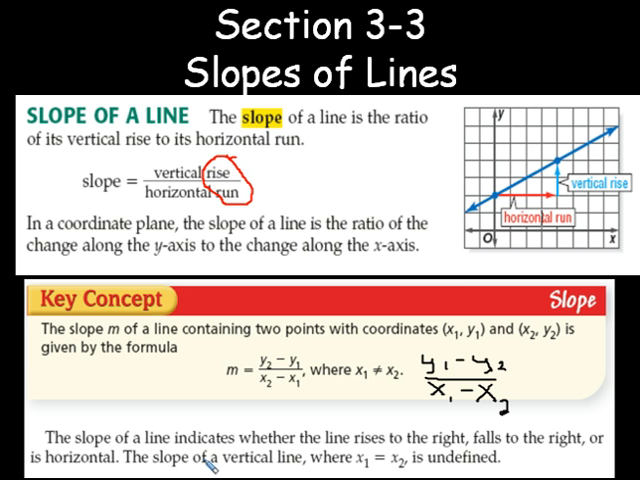Important to notice down here, the slope of a line indicates whether the line rises or falls to the right or is horizontal. The slope is undefined if the line is vertical. Okay, so vertical lines have undefined slope. There's no number attached to them. It's not even the number 0. I do want you to remember that the z in horizontal, pretend that that stands for a 0, because all horizontal lines have 0 slope. Okay, moving on.